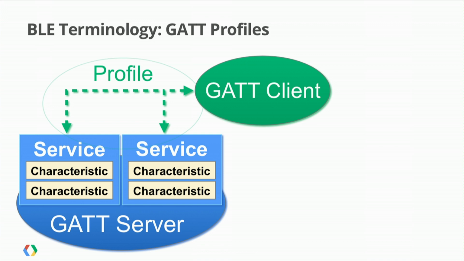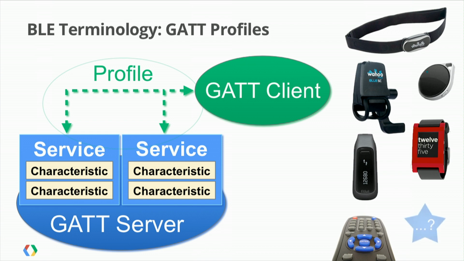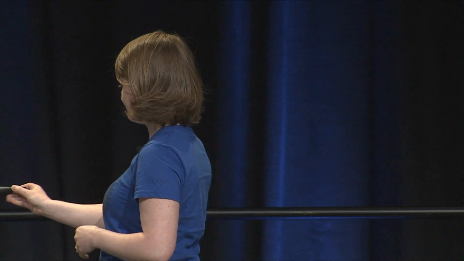Profiles are defined with specific use cases in mind, but are generally designed to be flexible enough to accommodate multiple scenarios within a particular domain. As of right now, there are about 20 different ones for a bunch of different use cases. And as of Android API version 18, you will be able to implement these profiles in your apps, or future profiles that are released, or custom profiles that you want to define for your application. Back to Rich. Thank you very much.